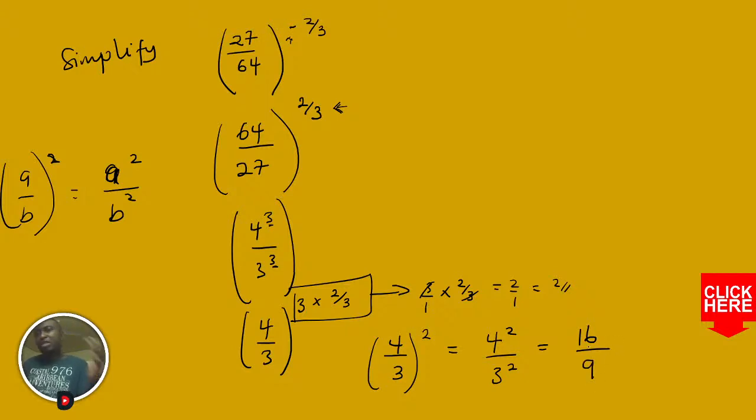Now you can decide to leave it this way, or you can change it to a mixed fraction. To change to a mixed fraction, you just want to find out how many 9s you get in 16. Just 1. And since it's just 1, you do 16 minus 9, and that's going to be 7, with your denominator being the 9. So that's another way, but it's not really necessary to change it to a mixed fraction, unless of course the question specifically tells you. So 16 divided by 9 is perfect.